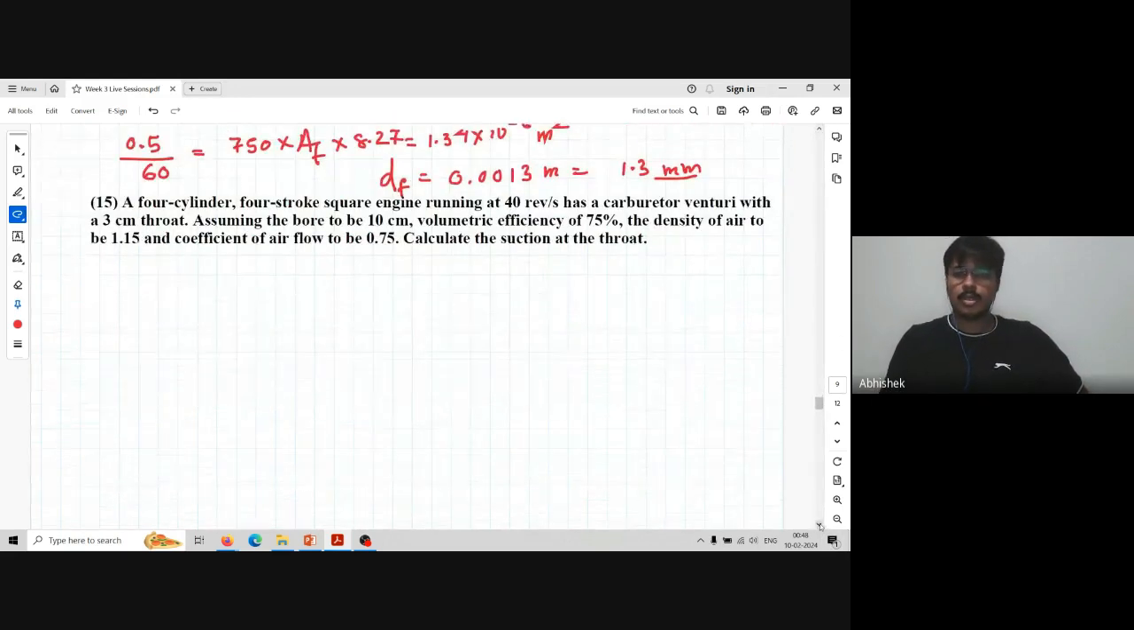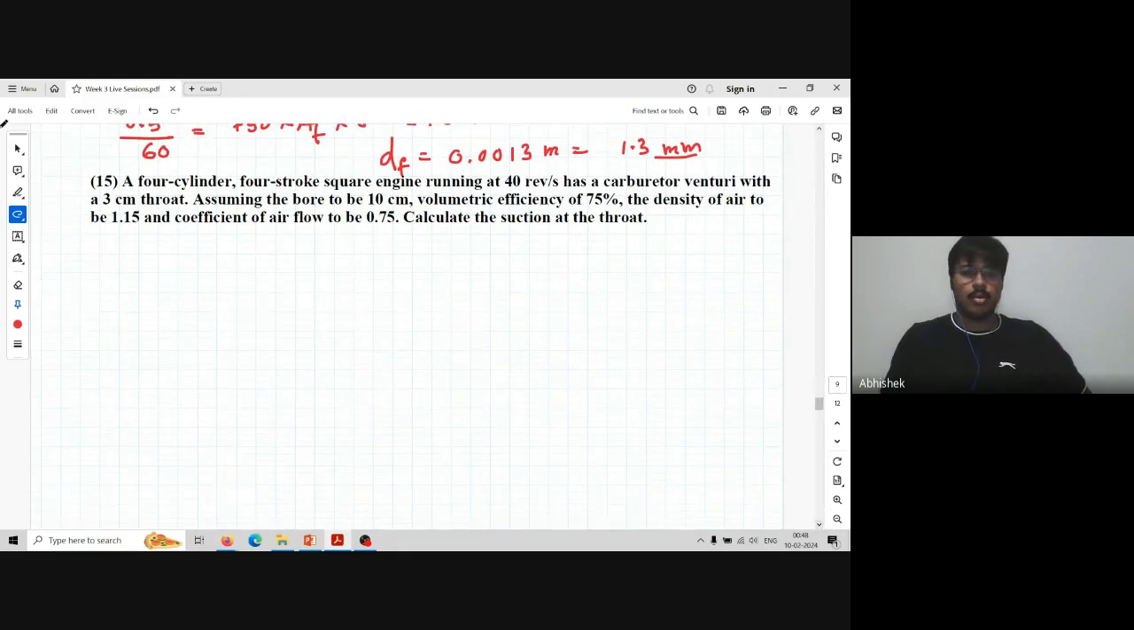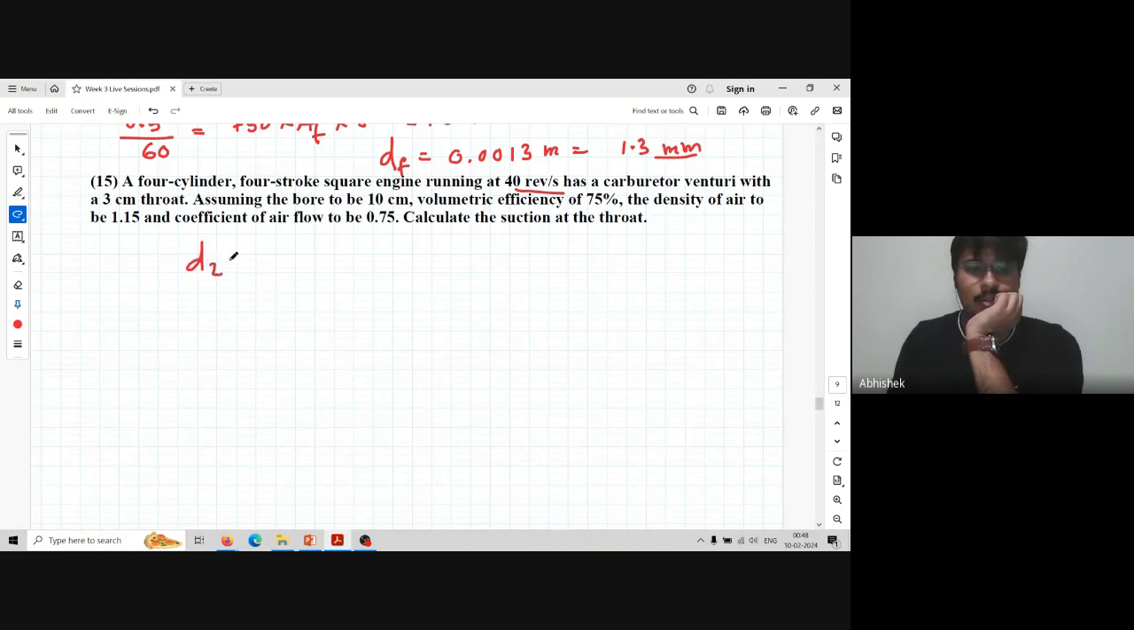This is the last numerical. Almost the same as that one. Just I will explain. A 4-cylinder 4-stroke square engine running at 40 revolutions per second has a carburetor venturi with 3 cm. So now we have D2 as 3 cm. What is a square engine? This one I already said: where the stroke is equal to the diameter. Stroke is equal to bore of the cylinder. That is called a square engine.